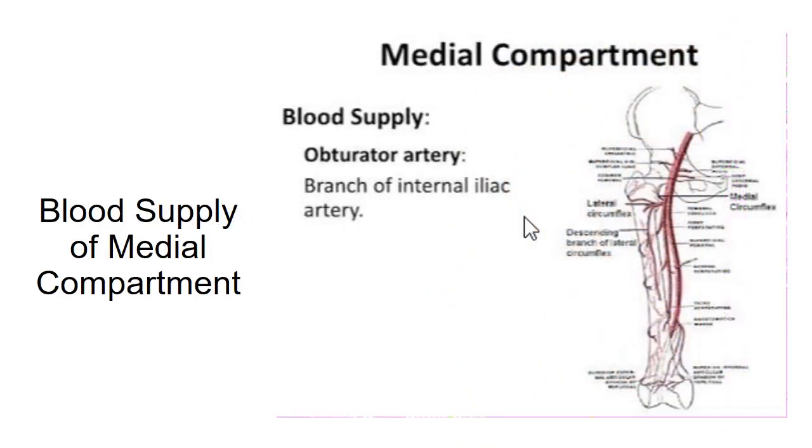Talking about blood supply of the medial compartment. Medial compartment is supplied by obturator artery, which is a branch of internal iliac artery. We'll talk about blood supply of these arteries in detail in our next lecture. For now, just remember, medial compartment is supplied by obturator artery, which is a branch of internal iliac artery.